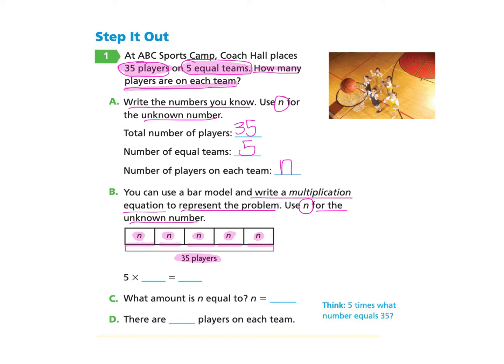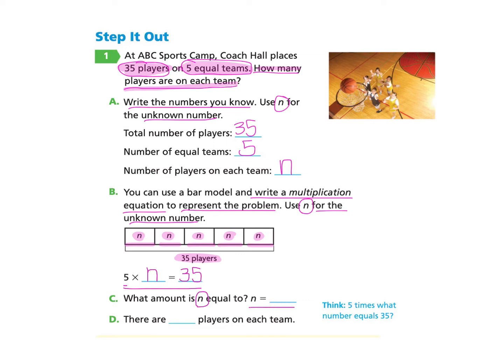So if you'd like to pause and try to write the multiplication equation on your own, you may do so. And otherwise, when you come back, you can follow along to find that there are 5 boxes, and each box has N, our unknown number, and the total is going to be 35. Now let's take a look at part C. What amount is N equal to?